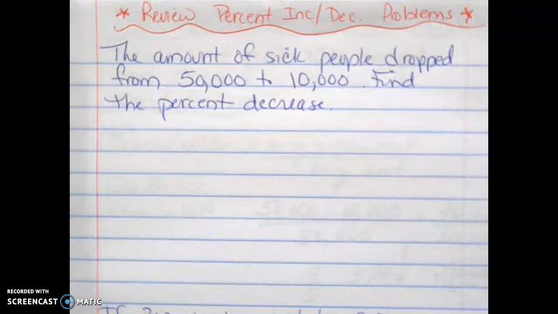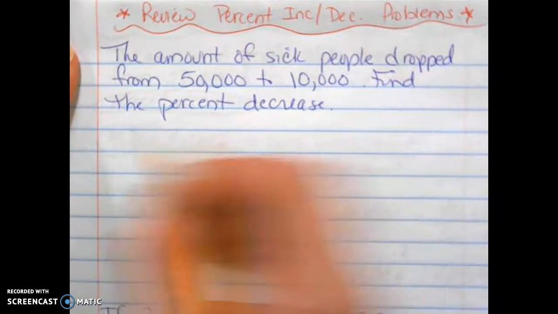Okay, we are finding the percent increase, decrease in problems. And our first example is the amount of sick people dropped from 50,000 to 10,000. Find the percent decrease. So we're going to use our formula here.